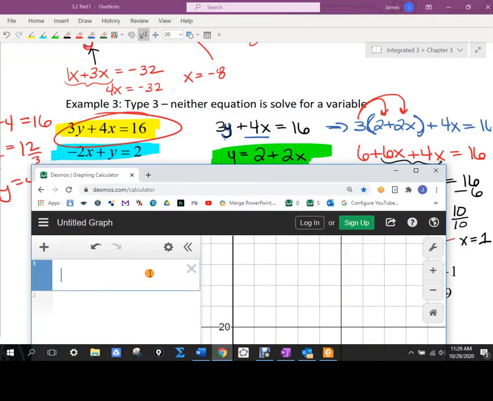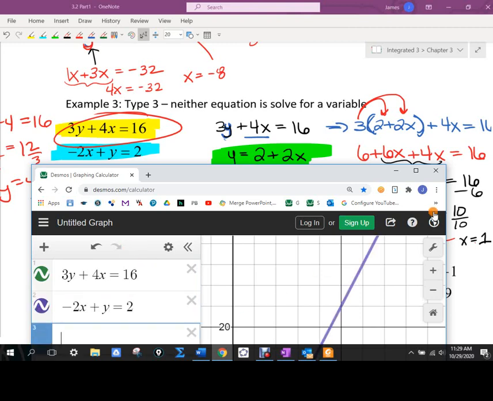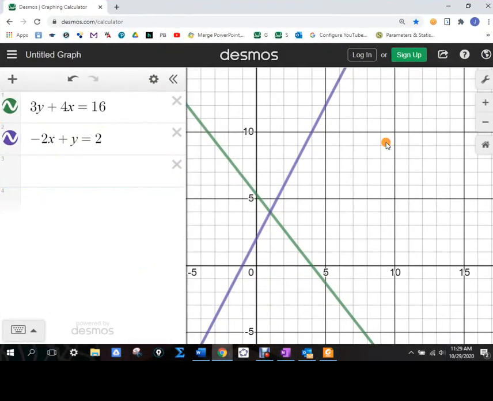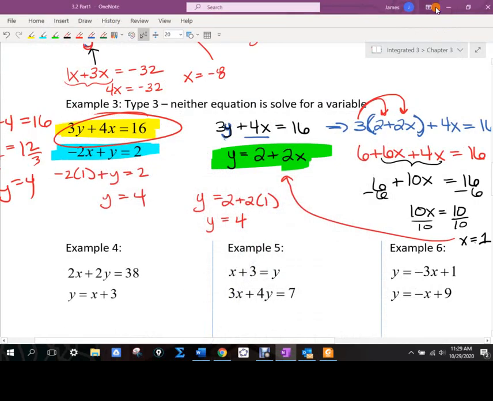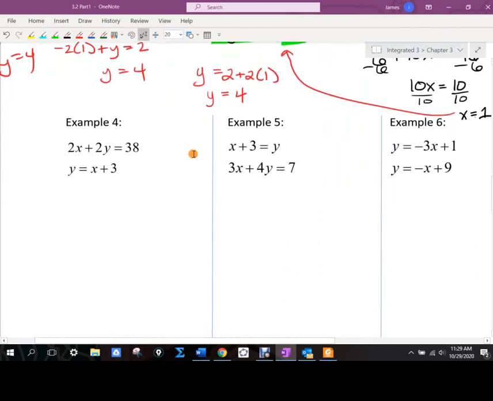Like I said, I suggest using Desmos. So I go 3y plus 4x equals 16, and negative 2x plus y equals 2. If we want to see where they intersect, just click on the intersection point, and we get 1, 4. And that's exactly what we came up with by hand, right? Does that make sense? Why don't you guys take a minute here and do example 4. See what you come up with there on example 4.